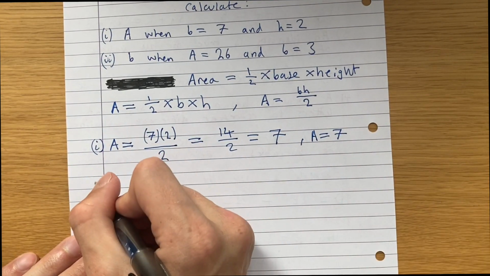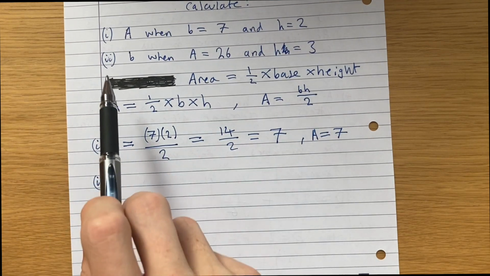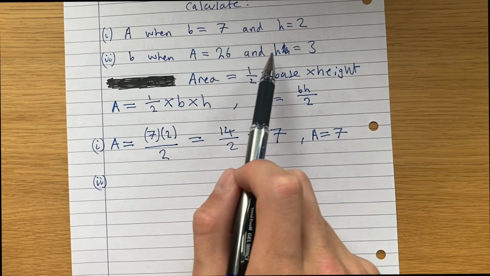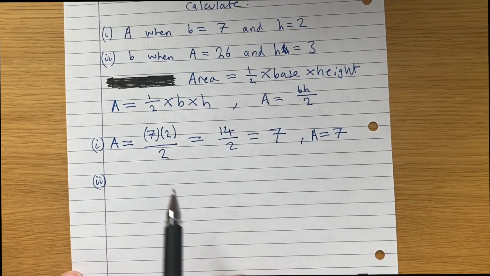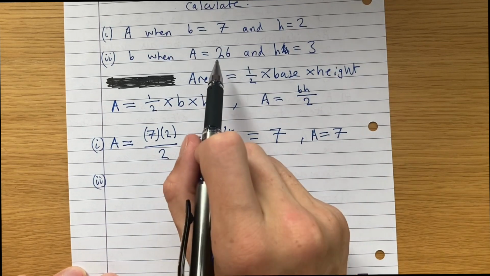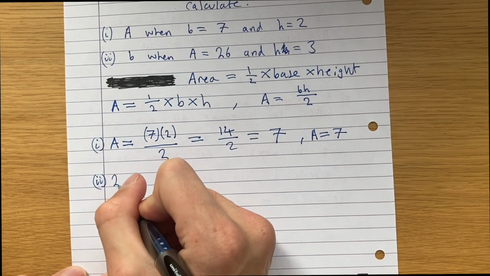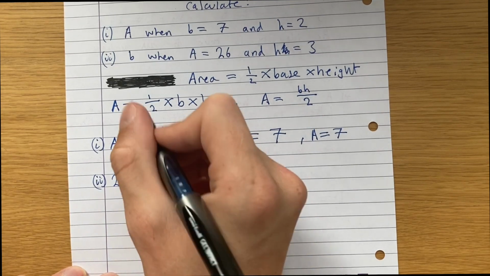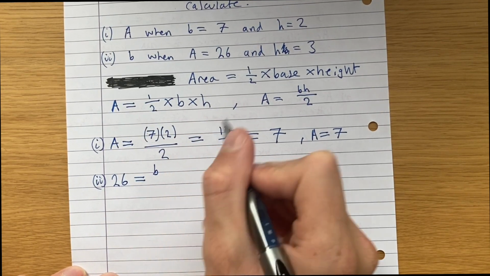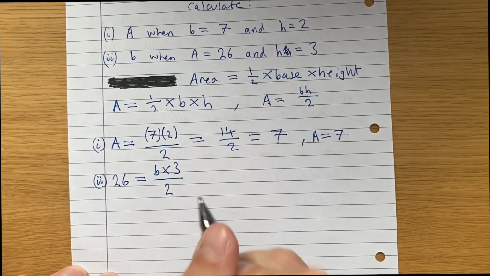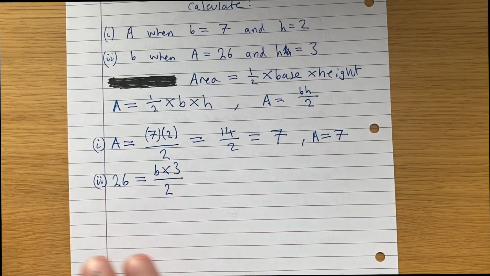In our second case, part 2, we're now asked to calculate b when a is 26 and h is equal to 3. So we have the exact same formula here, a equals b times h over 2. But this time we're given a, so we can write 26, which is a, is equal to b, which is the unknown, times h, which is 3, divided by 2. And this is where we just need to rearrange this equation so that we solve for b.